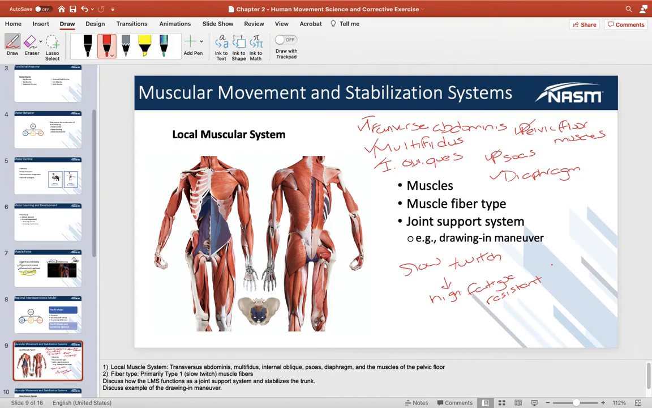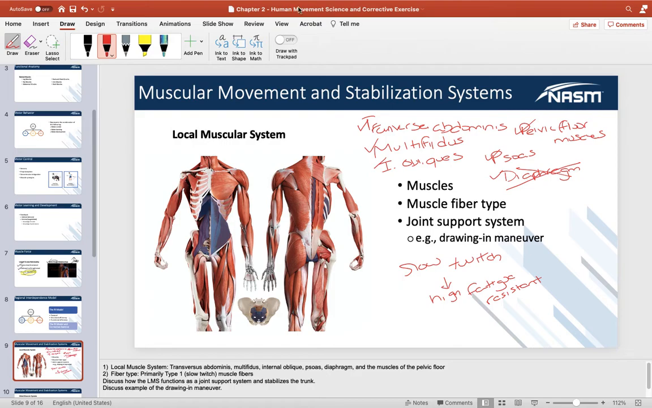So if our local musculature system is all about making sure that we stay stable, then ultimately what we're saying is that we don't want these muscles to fatigue out, and our body is already made for that purpose. So those are the muscles that we have. The muscle fiber types are slow twitch, and their main job is to provide joint support. One of the examples there is the drawing in maneuver. Well, that's this right here, your diaphragm completely.